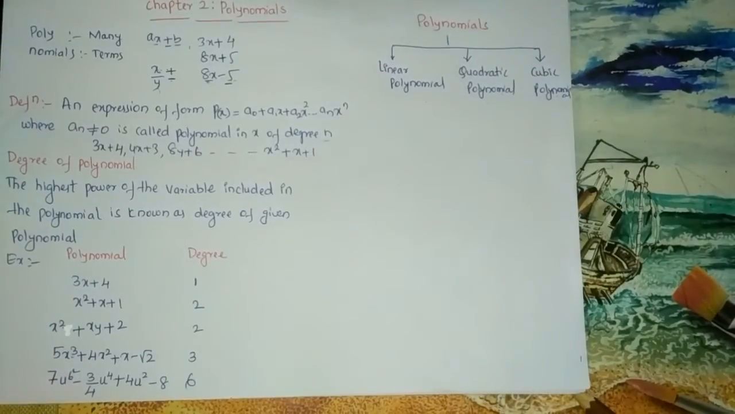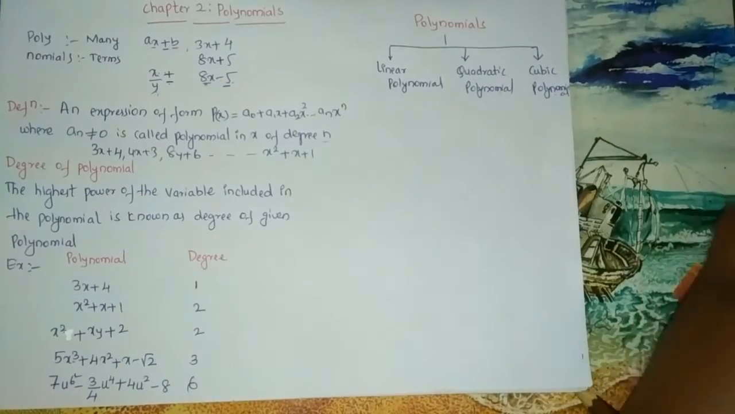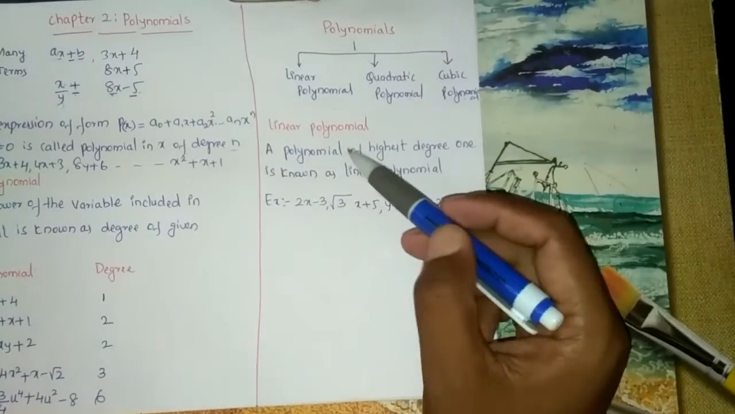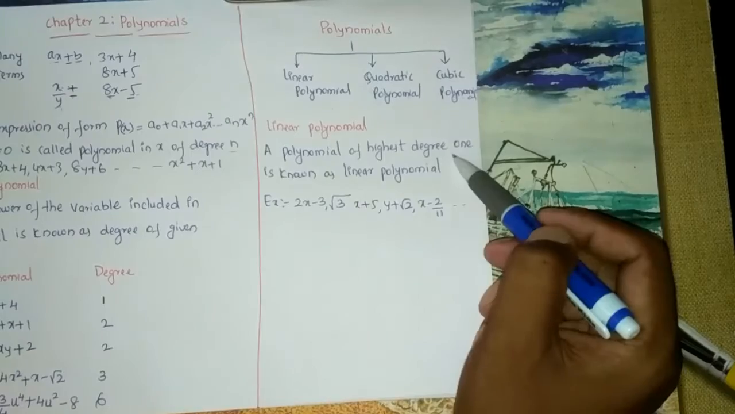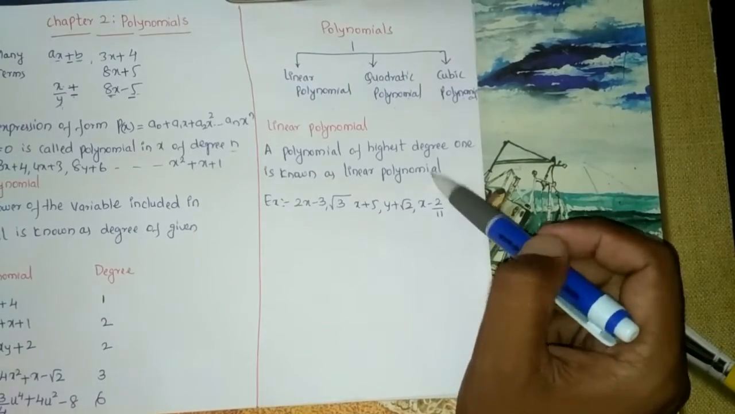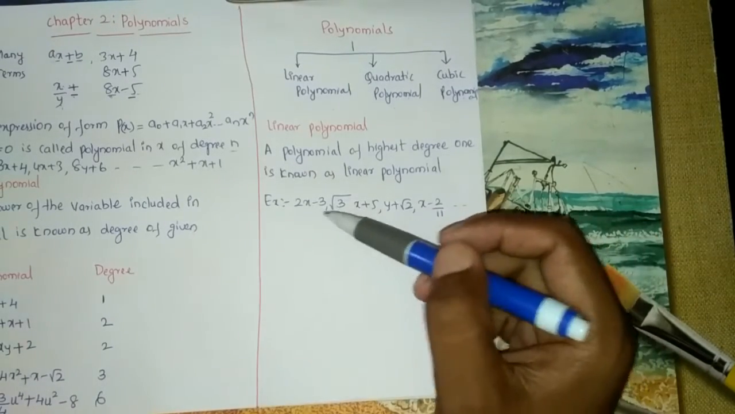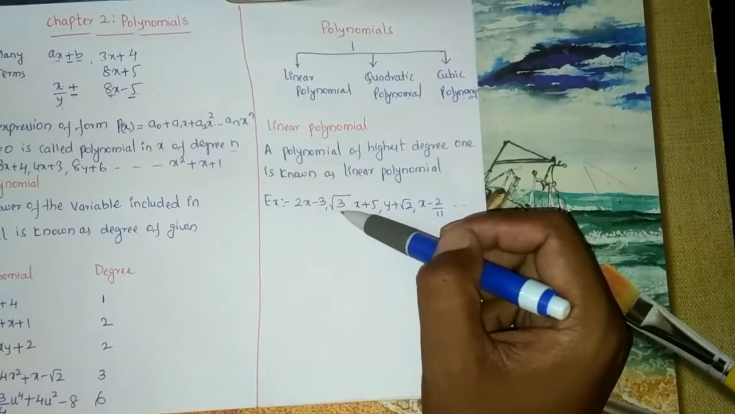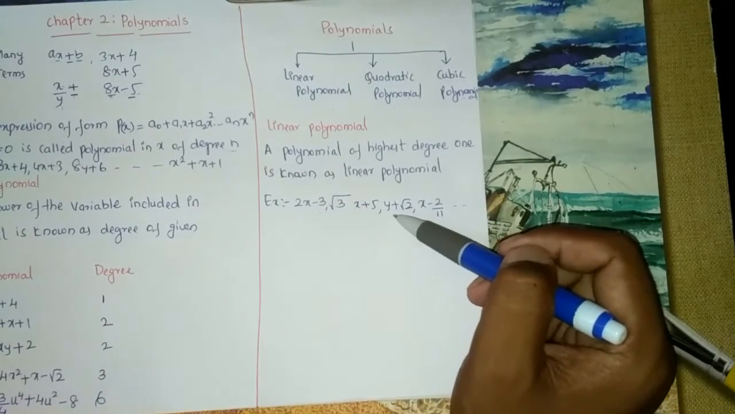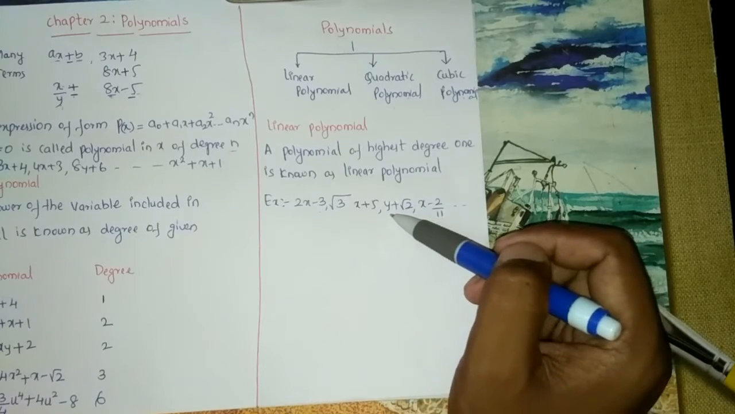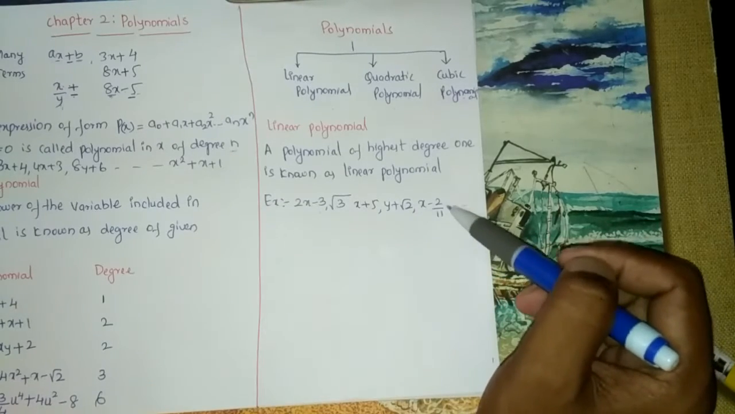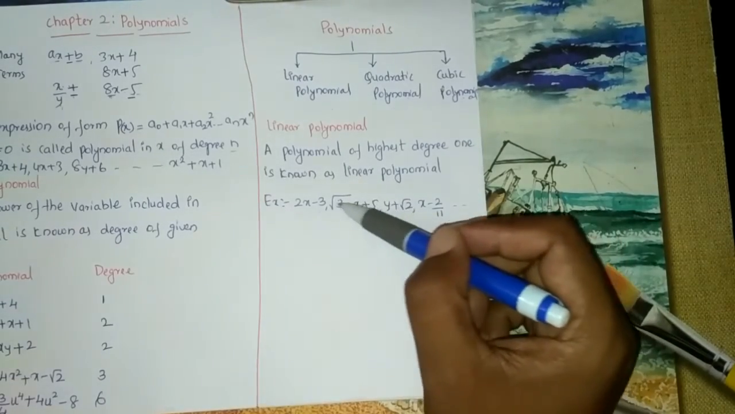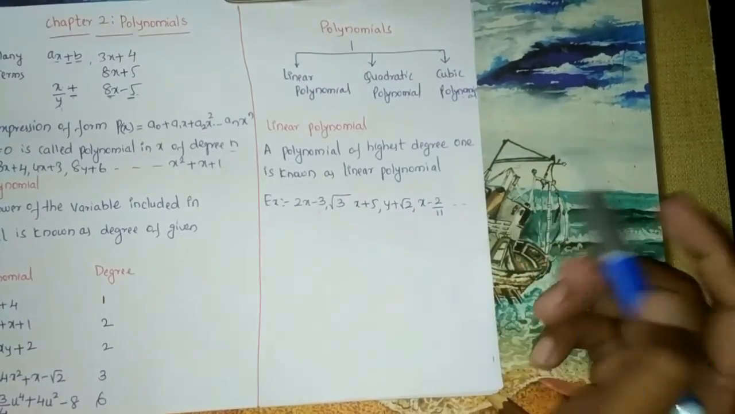Let us discuss in detail with examples. Linear polynomial. A polynomial of highest degree 1 is known as linear polynomial. Some of the examples are 2x minus 3. You can see the degree is 1. Root 3x plus 5. y plus root 2. x minus 2. These are linear polynomials where you can see the degree as 1.